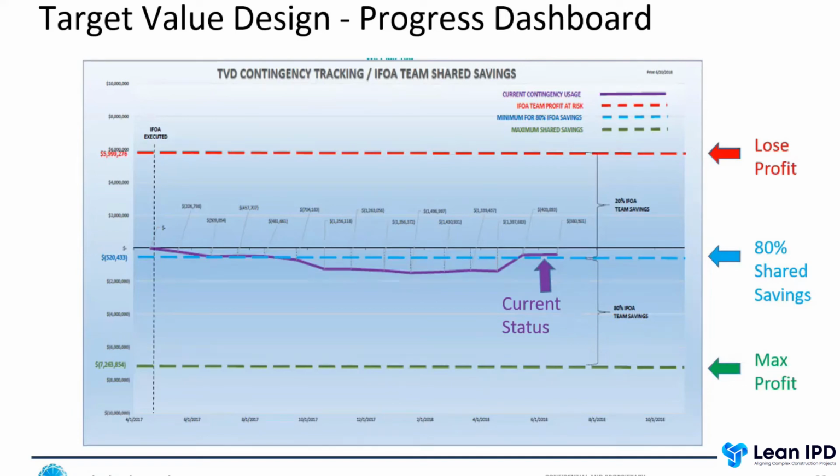So the purple is on a monthly basis, the team updates the overall cost with all of the risks and rewards that are being tracked and all of the design changes. It gets aggregated into this single graph.